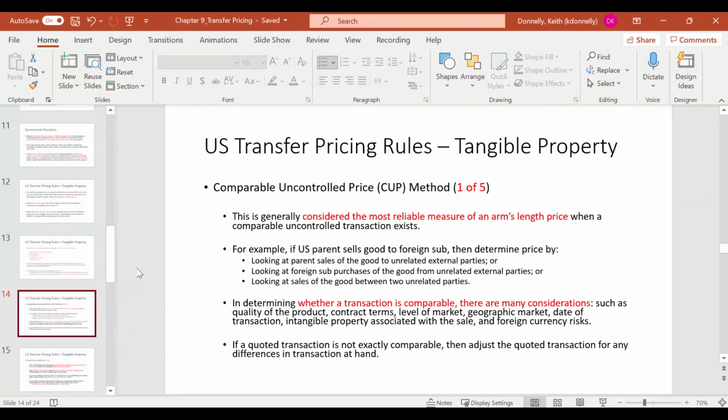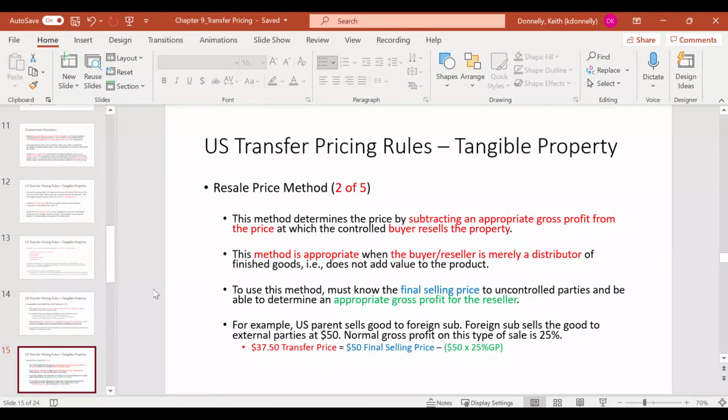Now, comparable, right, it has to be comparable. So there are many considerations here, right? Like, what is the product? What are the contract terms? What type of market are we in? When did the transaction happen? Were there foreign currency risks? So just because it's the sale of a good and it's the same type of good, it doesn't mean the facts and circumstances are such that it is comparable. It truly has to be comparable. It has to be a similar setup.